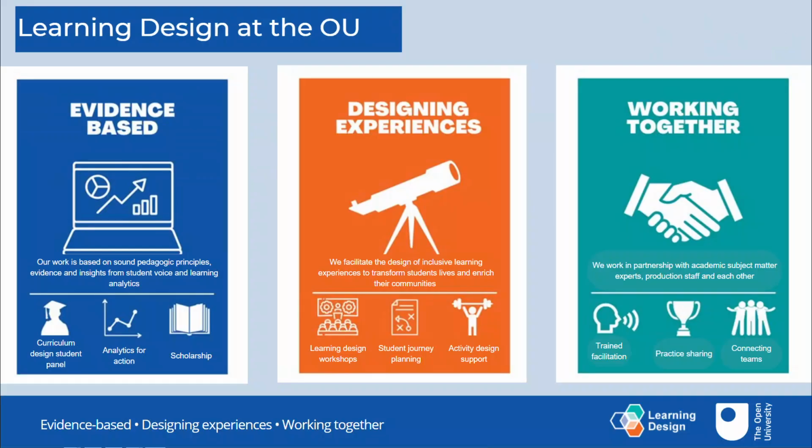Learning design at the Open University is made up of 3 service areas. These are evidence-based, designing experiences, and working together. Each of these service areas is broken down into a series of well-defined services. For example, within designing experiences, we support colleagues with student journey planning sessions. In short, this is a way to storyboard the design intention of the experience that a student may have within their learning journey. This student journey process helps to provide opportunities to explore where specific support in the design process may be required.